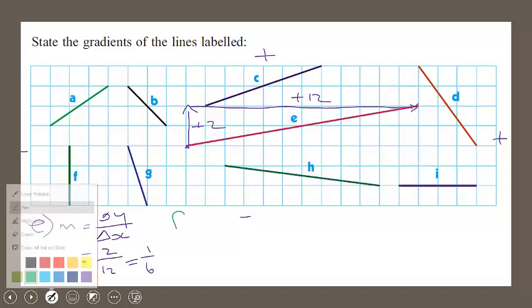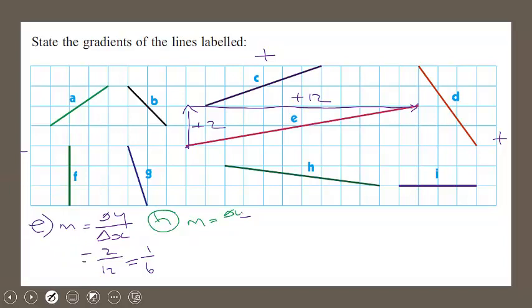Question H. M is change in y over change in x. So let's go. We're going to go 1 down. That's minus 1. And we go 1, 2, 3, 4, 5, 6, 7, 8. 8 to the right. So that's plus 8. Minus 1 over positive 8. M equals minus 1 over 8 for H.